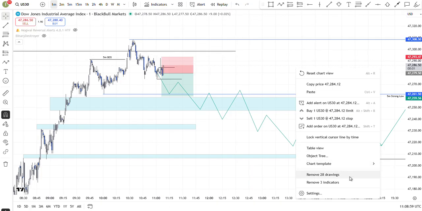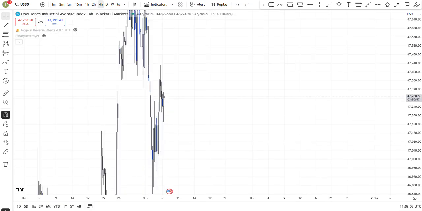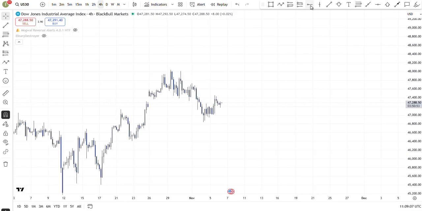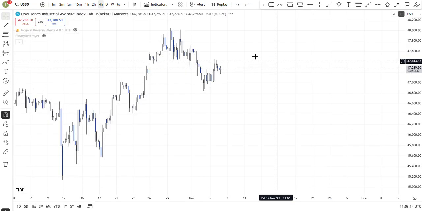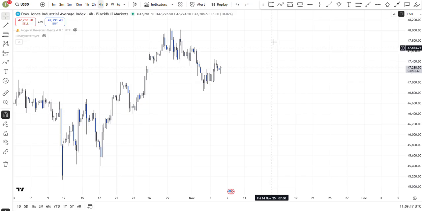So if I go back again just to show you what we're looking at on this. Oh, sorry, we're on Dow. I was trading Nasdaq earlier. It's almost laid out in a very similar way, so you can see the correlation between them. They're quite similar in structure, not the exact same, but very similar.